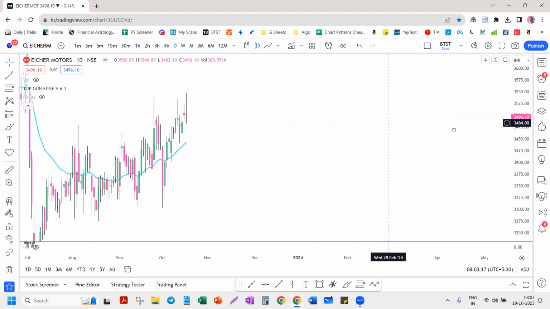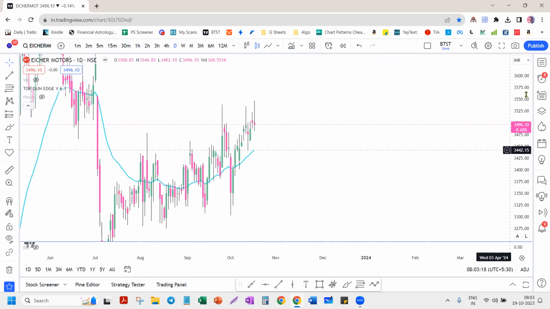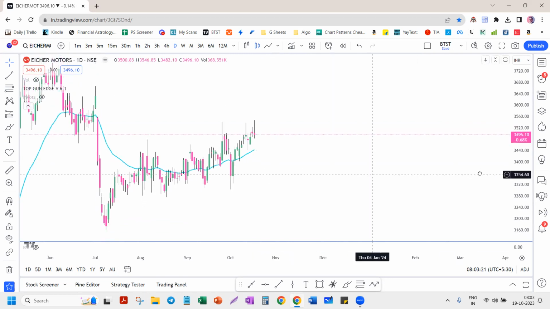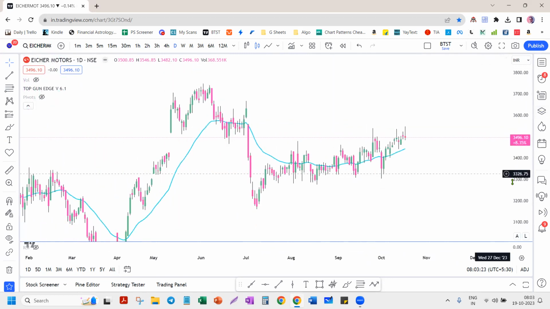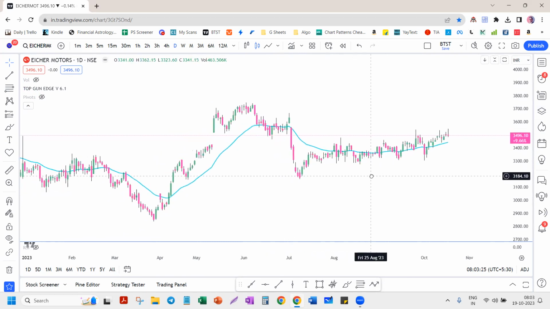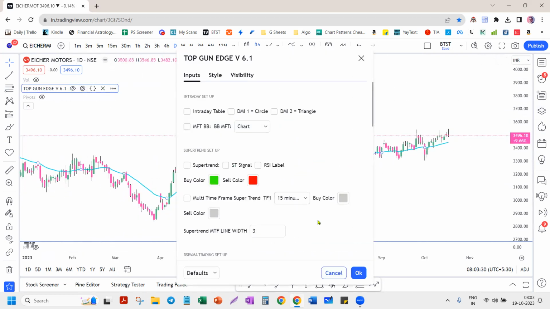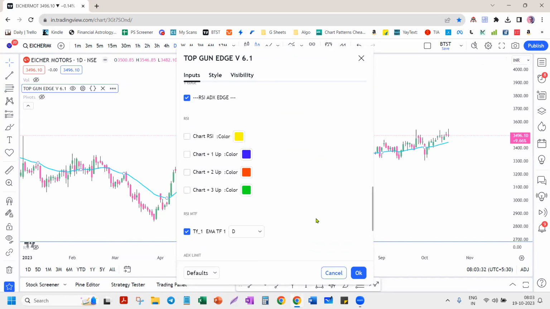Now, what you need is first, if you have Top Gun Edge, then you should have a good share first of all. So the condition is you should have a good share. So I've taken Eicher Motors. Now let's say in Eicher Motors, I'm not using any of the RSIs. Over here, if you see, it says TF1 EMA TF1D. I'm going to use that and I'm selecting day.